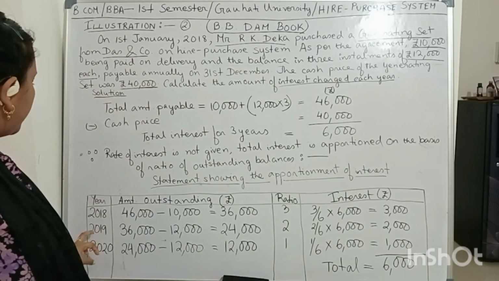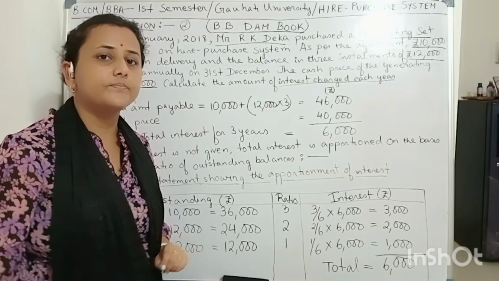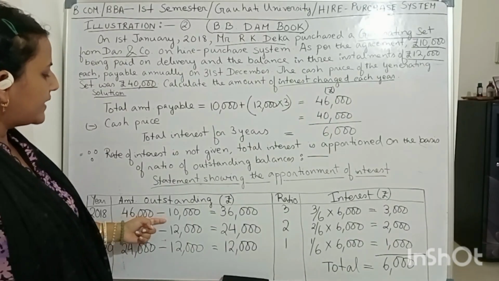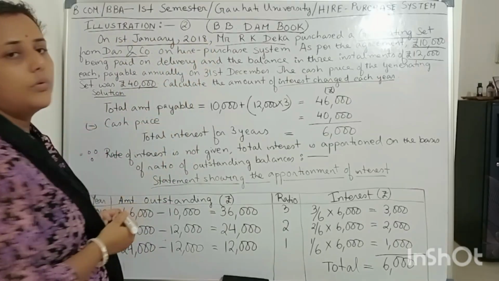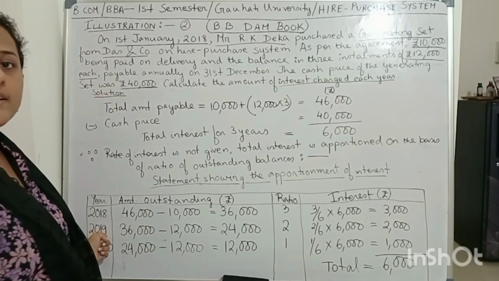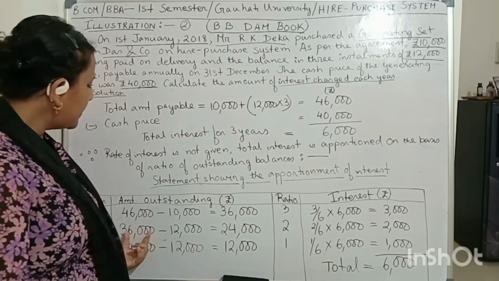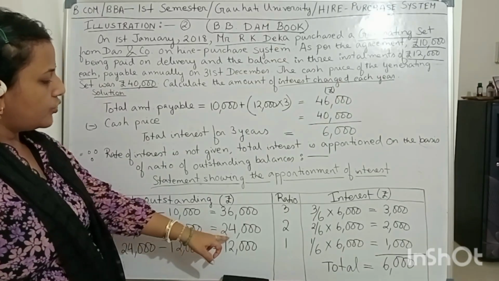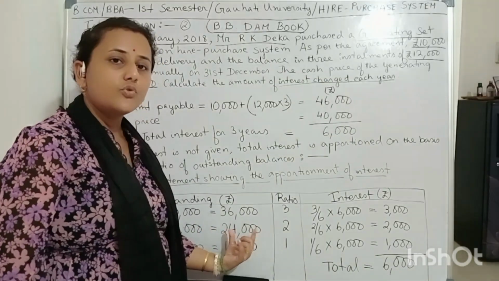On 1st January 2018, what is the hire purchase price, the total price to be paid for the purchase of the asset? It is 46,000. 46,000 minus 10,000, the down payment made on 1st of January 2018, leaves 36,000. Then the next year, the first installment of 12,000 was paid, so 36,000 minus 12,000 gives 24,000.